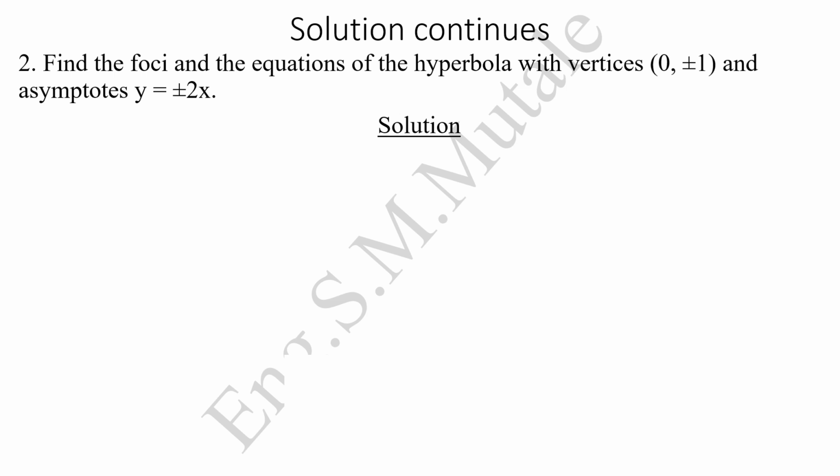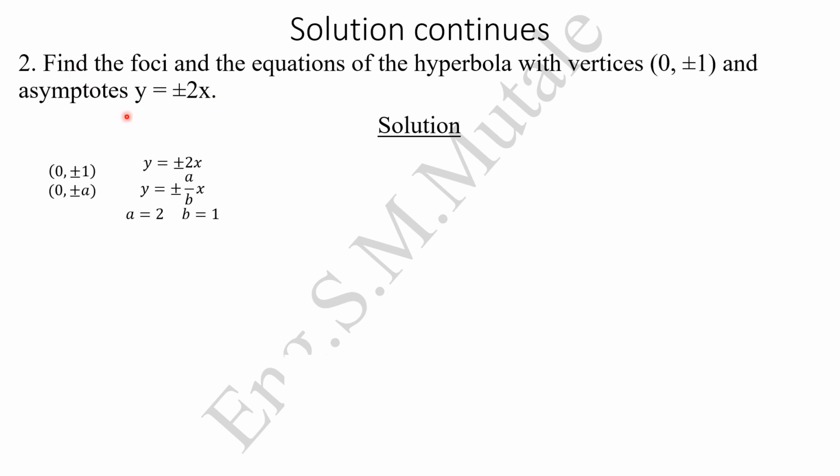find the foci and the equations of the hyperbola with those vertices. So the vertices themselves are telling us where it's forming. So it's 0, plus or minus 1. So this is forming in the y-axis, because the x-coordinate for anything in the y-axis is 0. So we already know that. And from the asymptotes, we can easily calculate the values of a and b. So from there, those are the vertices. You have your y, which is that one. y is equal to plus or minus that.